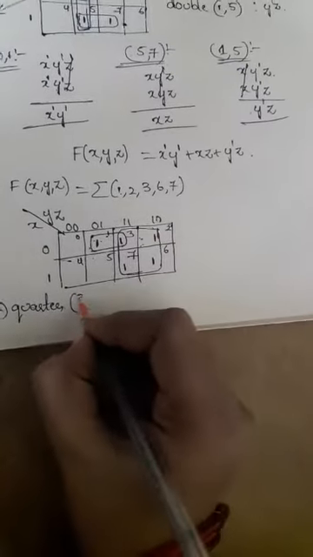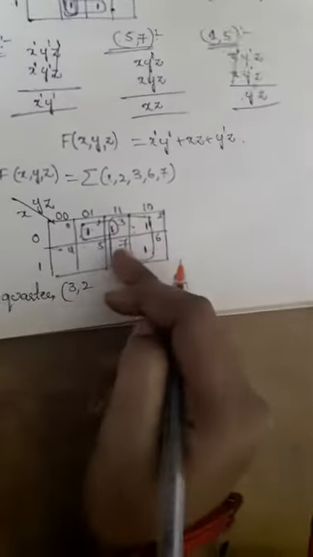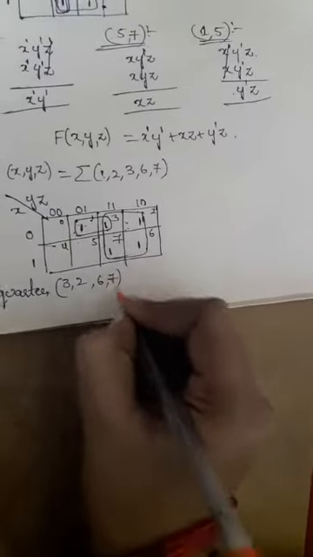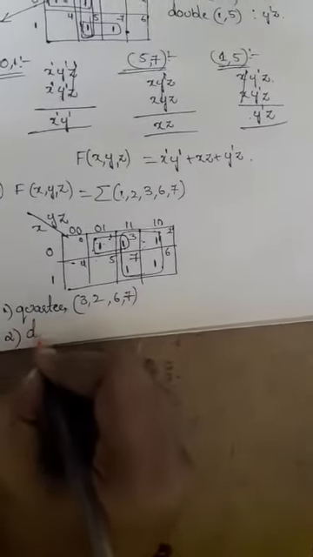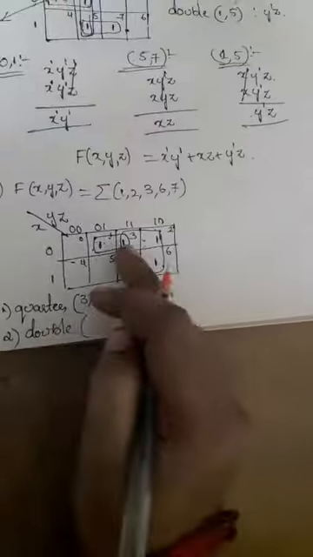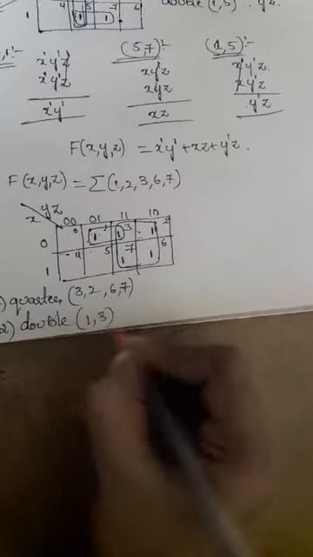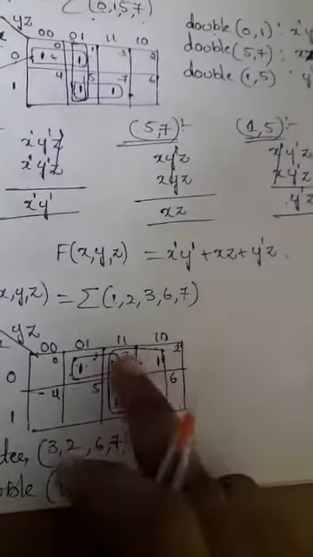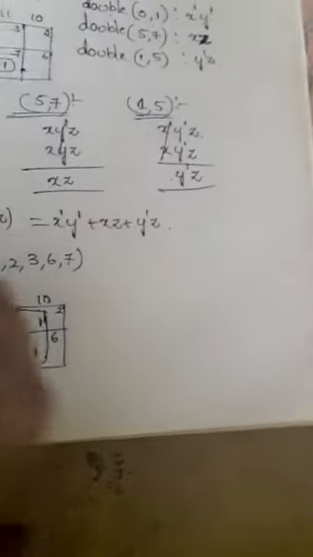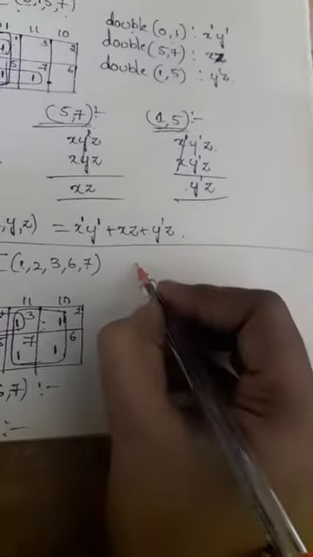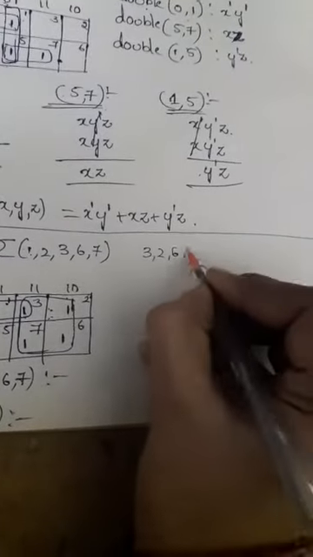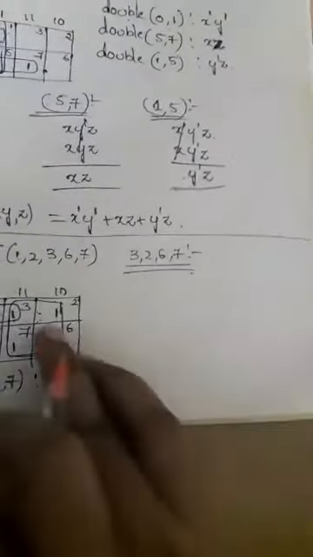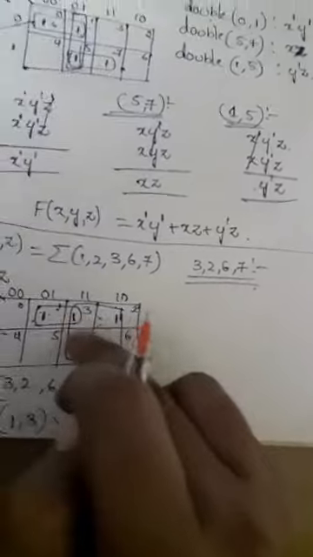The quarter group cell numbers are 3, 2, 7, 6. And the next one is the double, whose cells are 1 and 3. For these two, we'll find the prime implicant result. First we go for the quarter group. So what are the cell numbers? 3, 2, 6, 7. Take the cell number variables.